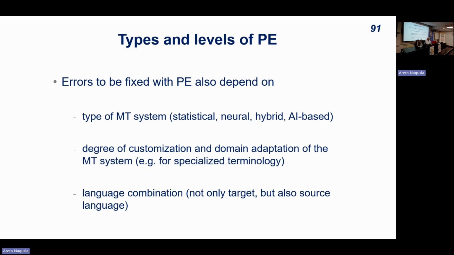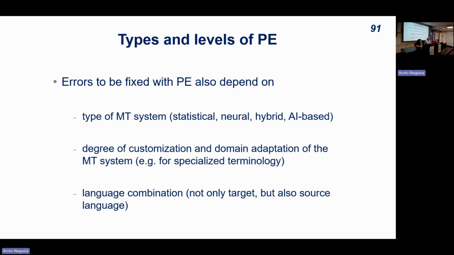There are different types of post-editing. These different post-editing approaches or strategies will depend on the type of MT system. So whether you're using a statistical, which is now sort of no longer state-of-the-art, or neural, hybrid, or AI-based MT system, as was pointed out by some of your comments, you will find different errors and therefore different things to change with different levels of intervention and effort. The degree of customization and domain adaptation of the MT system for the specialized terminology is also very relevant, and that's something that you can have some control on. And the language combination is very important, including, which is something that is often overlooked, the language direction.